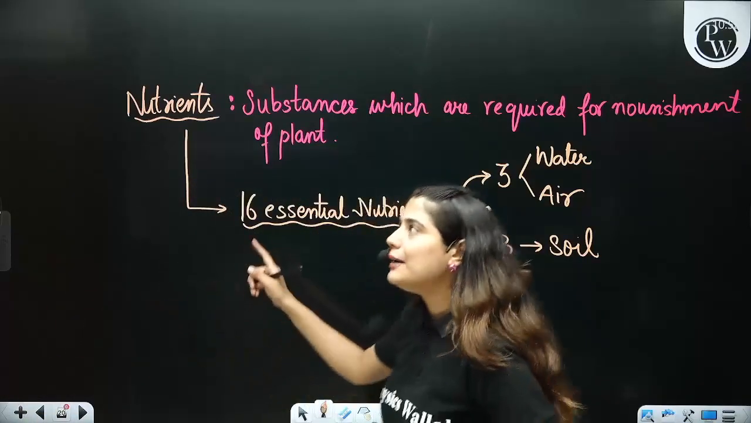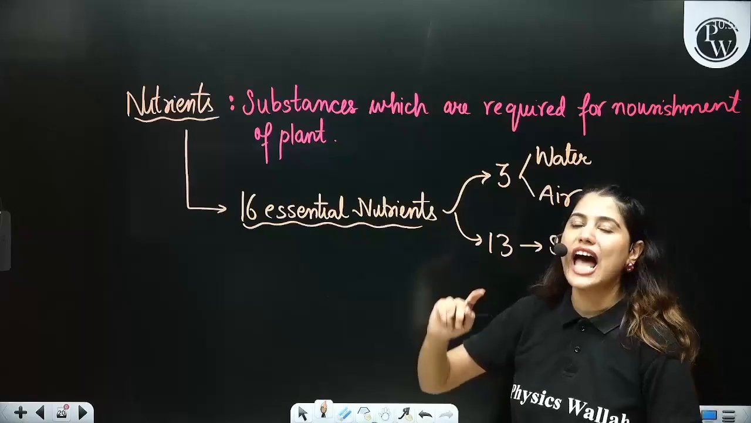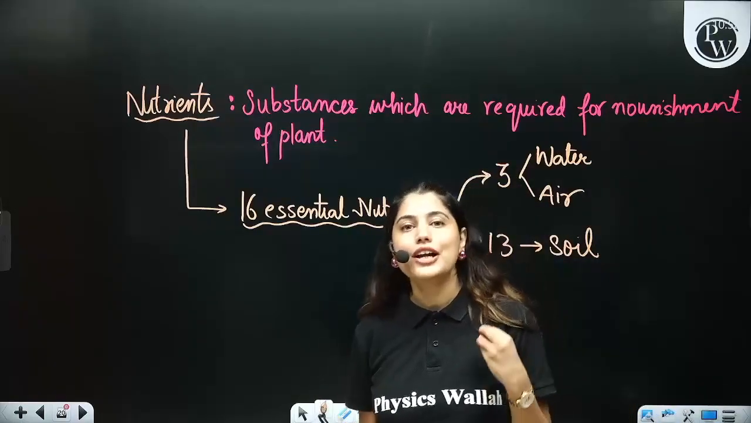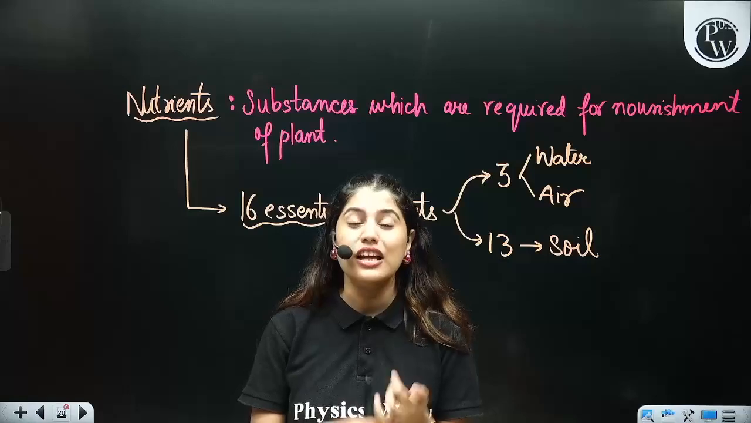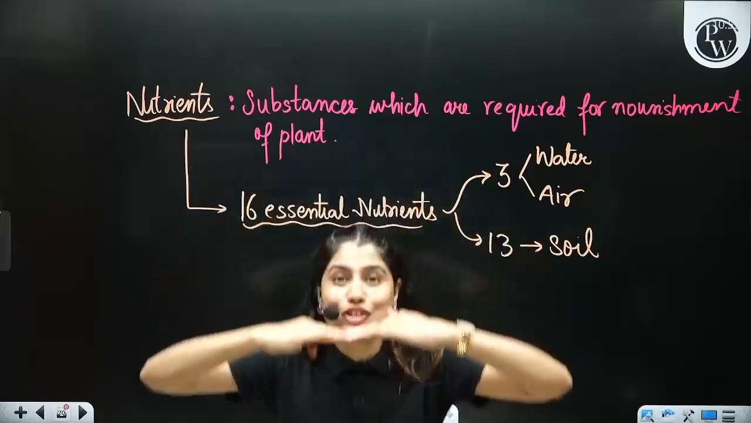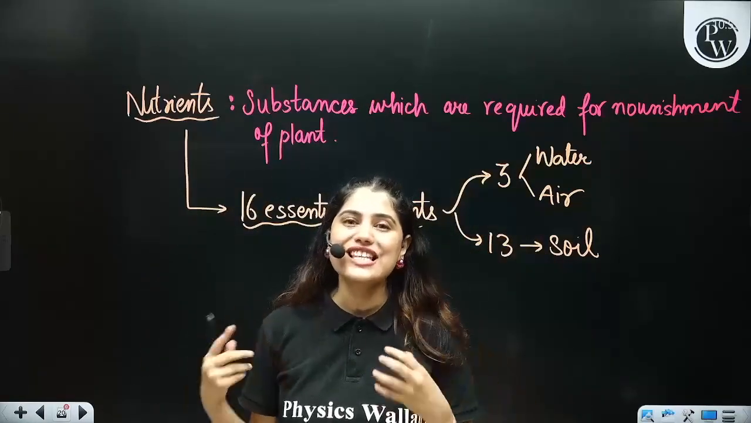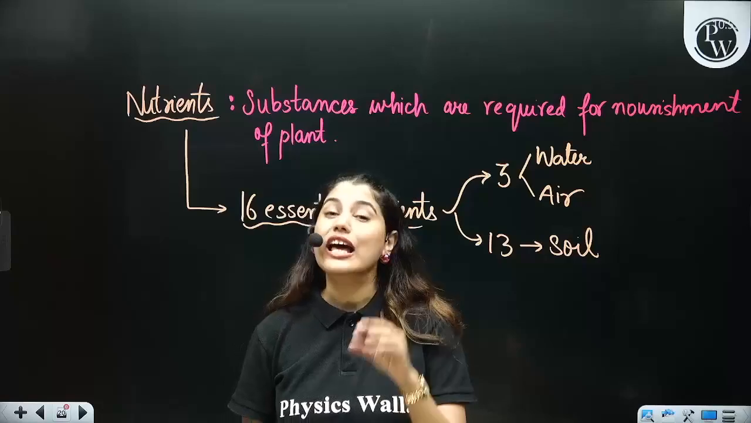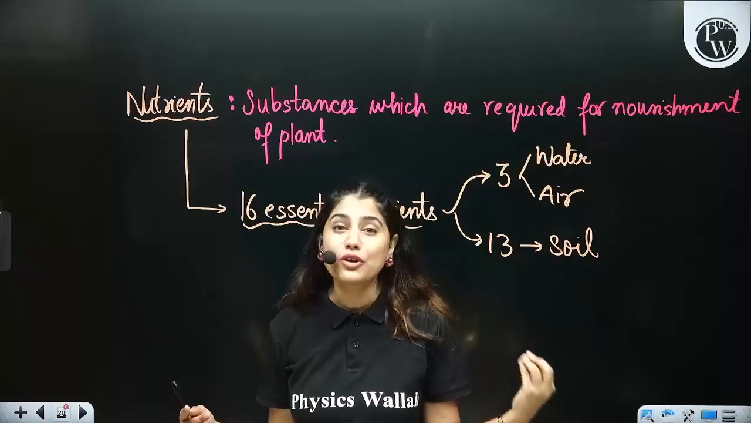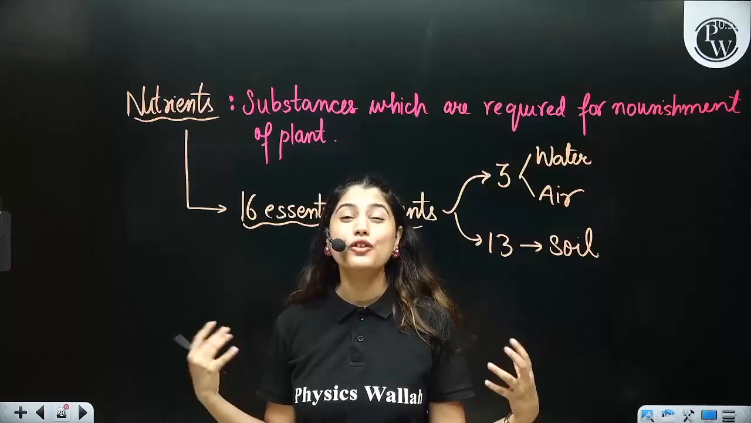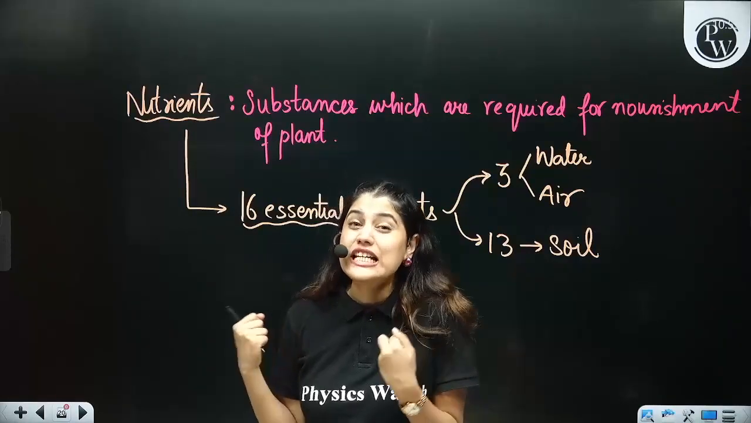Now, why am I calling these nutrients essential? Why are they required? Because if these nutrients are deficient, and less amount is available for the plant, then the plant's growth will be affected, the plant's reproduction will be affected, and the plant will catch diseases very easily, right?